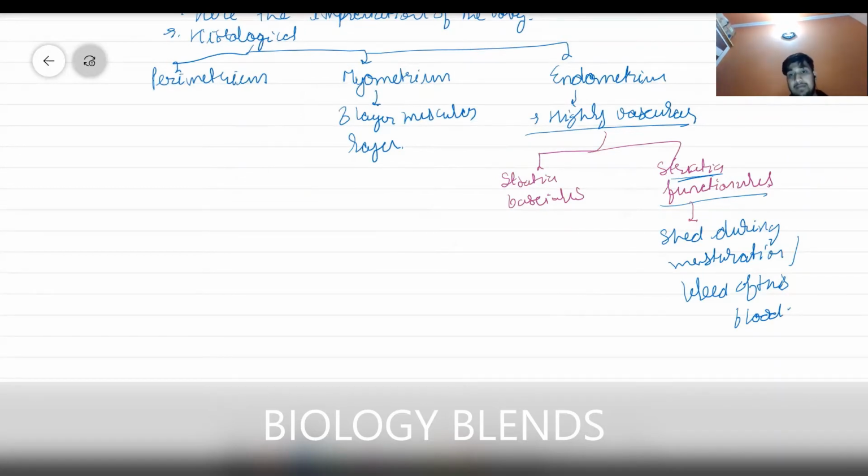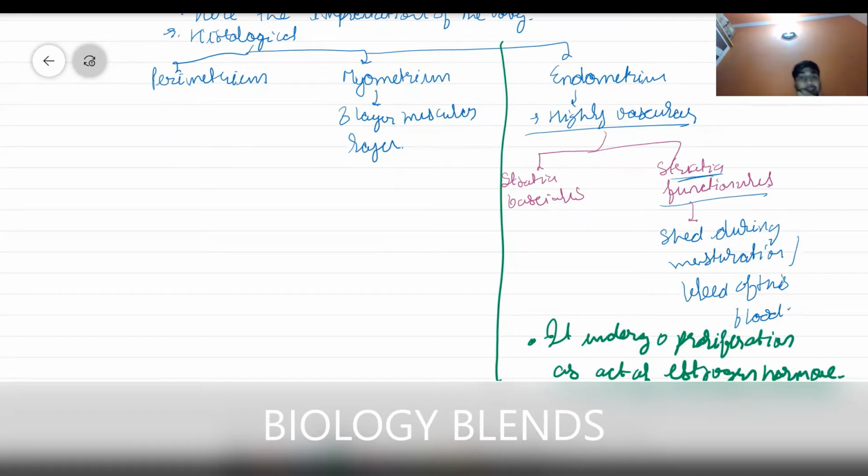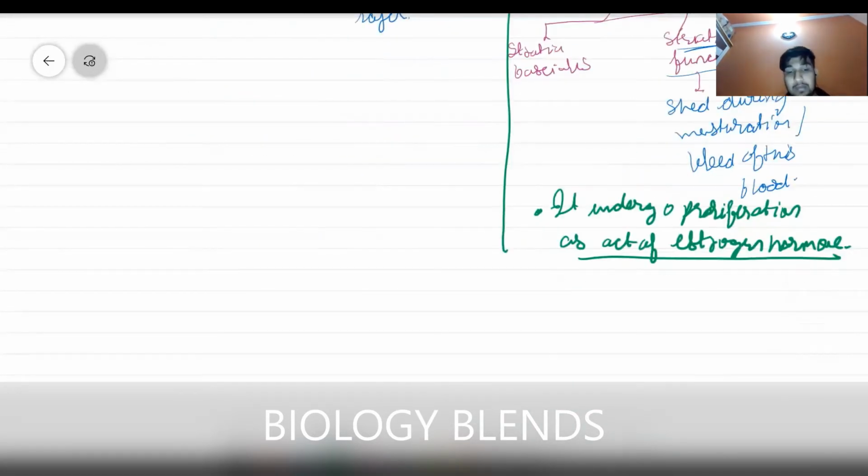One more point: the endometrium undergoes proliferation under the action of the estrogen hormone. The uterus leads to the part known as the cervix.